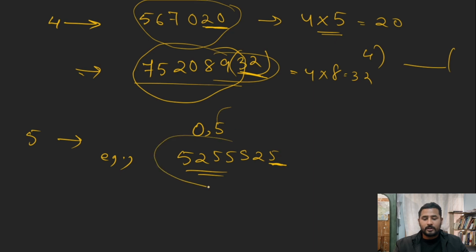Clear? One more example, if I give you 563000. Is it divisible by 5? Yes, because the last digit is 0. Okay, I hope it is clear. Let's go for 6. Let's check the divisibility rule for 6. Now we have learned up to 5. So how to check the divisibility of 6?